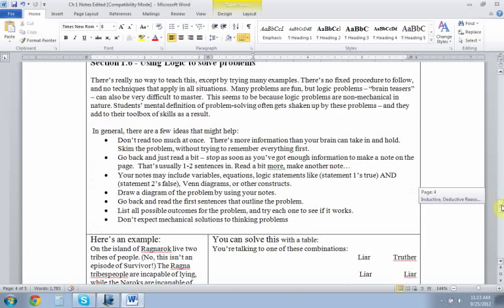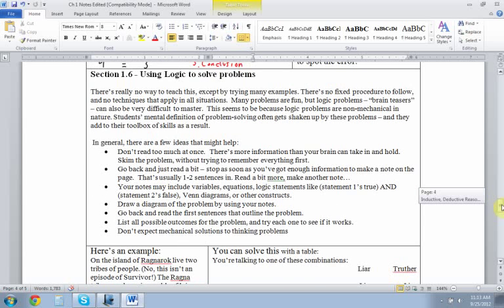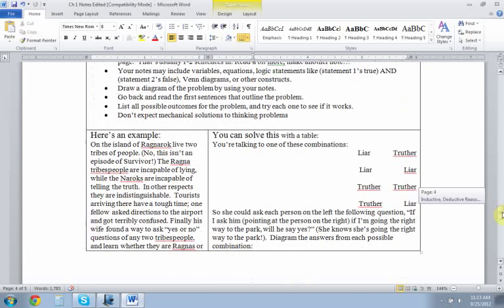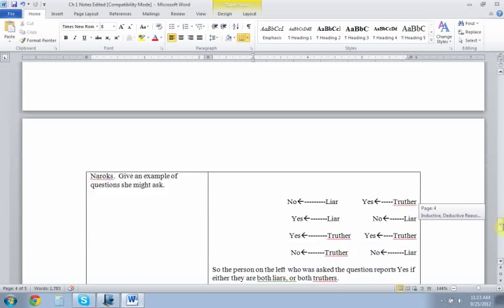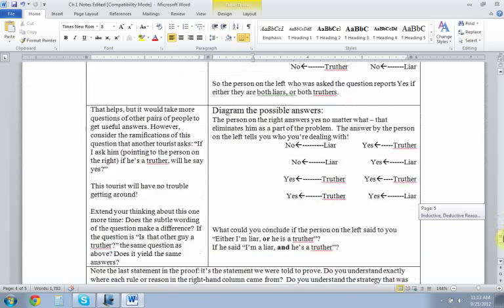All right, the last kind of section, the last two sections, are using logic to solve problems. Again, they just kind of stem off of conjectures and inductive reasoning and deductive reasoning. Right, and he has an example there that you can read through as well. These are good examples that explain exactly how this kind of logic works, which is really, really important.